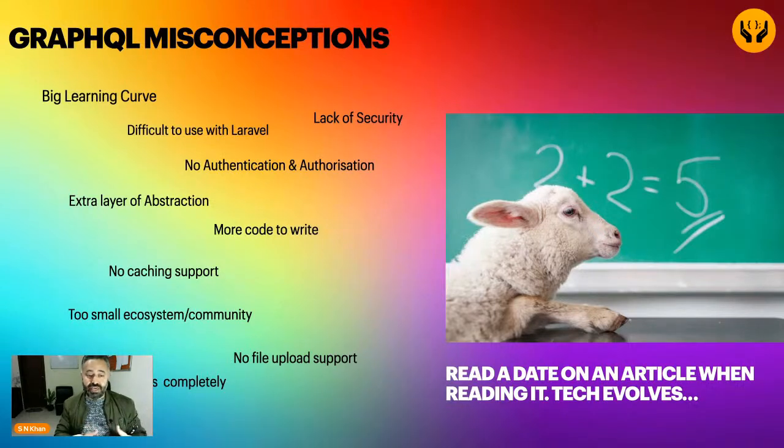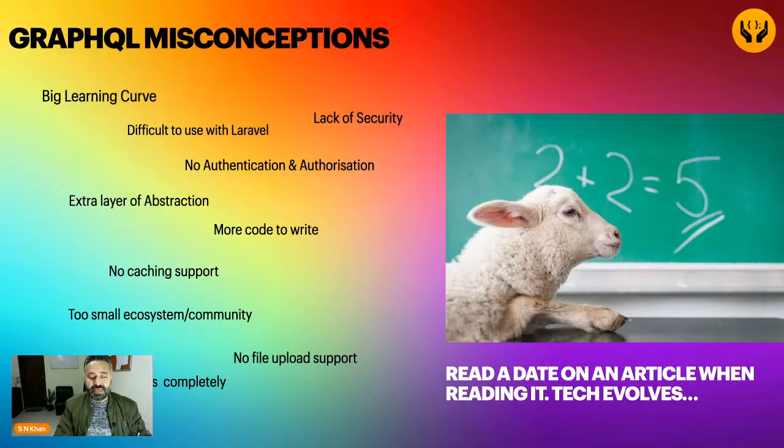Conversely, actually, what's happening is you are going to write less code, which we're going to see in this session as well. You write a lot less code in comparison to other API development, for example, if you are developing with API resources. No caching support. Now that's one thing that has probably some substance, but the community is working hard on this, and there are certain solutions out there now.